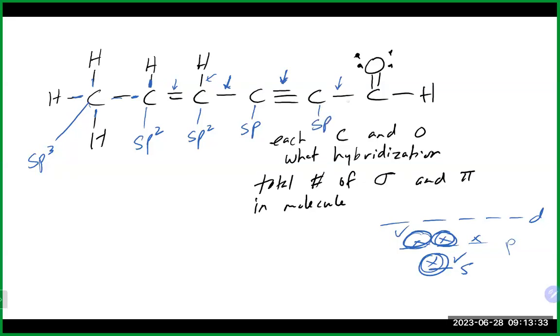Carbon here at the end has 1, 2, and a double bond counts as only 1. So that is 3, 1, 2, and 3. So that's going to be an sp2. First off, any questions on any of those hybridizations there?